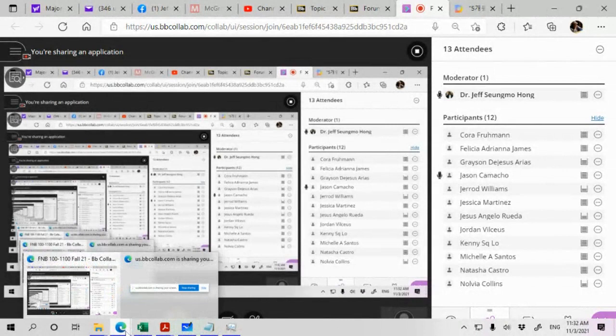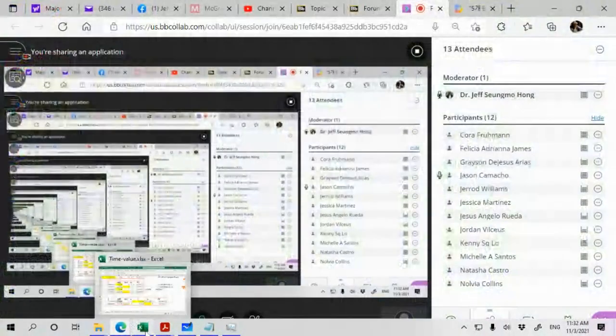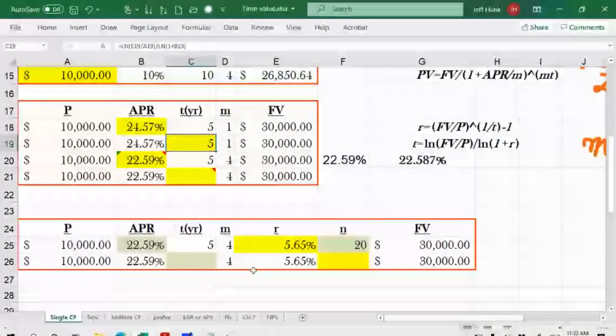Is it under bond valuation? Nah, never mind. I'll find it.